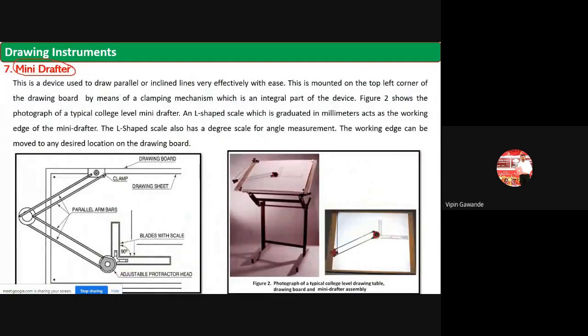Now this instrument is very simple. It has one clamp which is fitted on the drawing board. So you have to fix it here using the screw. Okay, so that gets fixed on the top of the drawing board. Then it has arms. We can move this arm; these are movable arms. At the end of this movable arm, it has a circle with the protractor. So we can rotate these blades.